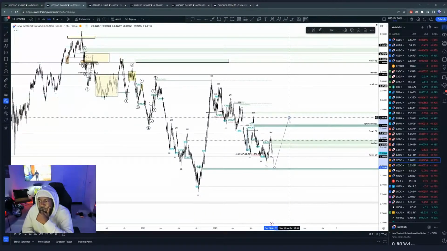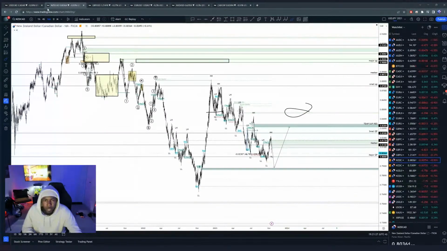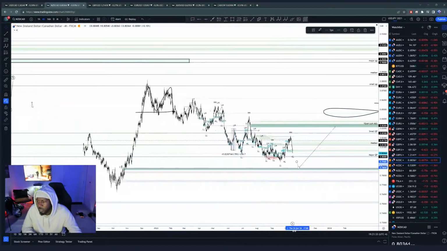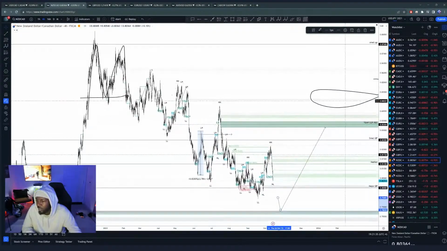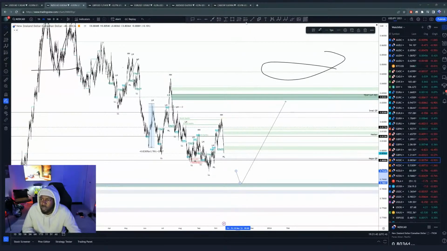Because of how I trade, I would probably just target this level, but I do believe that we are more than likely going to hit maybe into this range, and then potentially whatever else. But for now, what we're interested in is the opportunity that's right here. So we are looking at something like this.